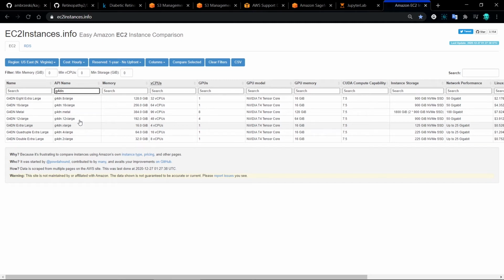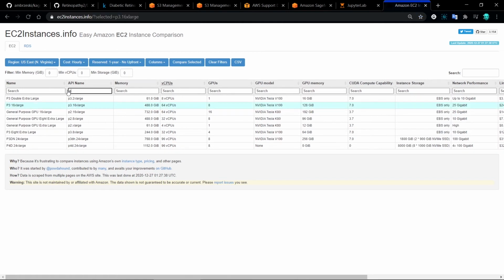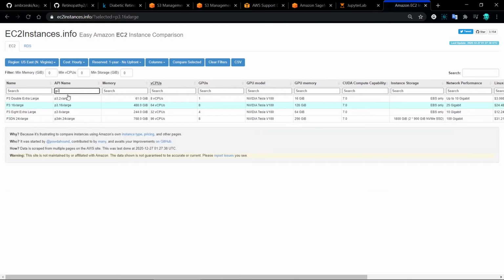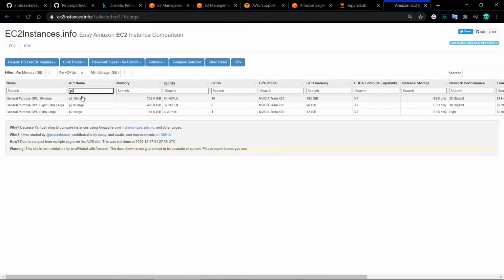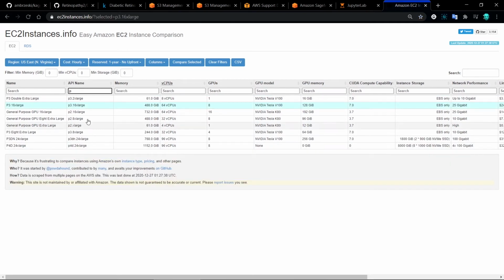I tried everything. I have almost gone through all of the accelerated computing resources from AWS, and I think I am already at the P level. The one that we are using is p3.16xlarge, and there's also a p2.16xlarge. So let's have a look at the P resources. I tried p3.16xlarge: 488 gigs of memory, 64 virtual CPUs, and 8 GPUs with 128 gigs of GPU memory in total, with CUDA compute capability of 7.0.